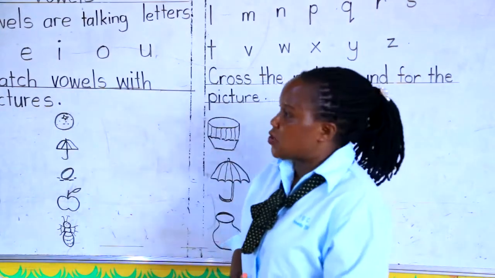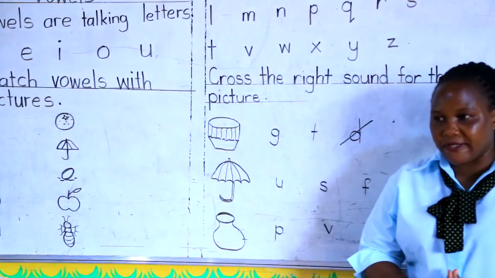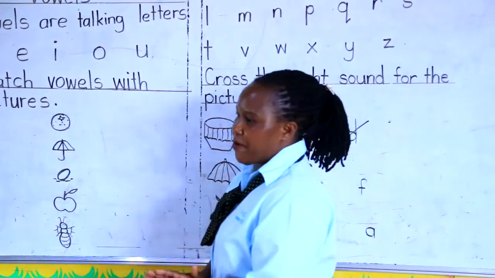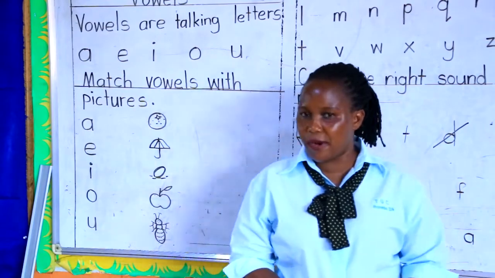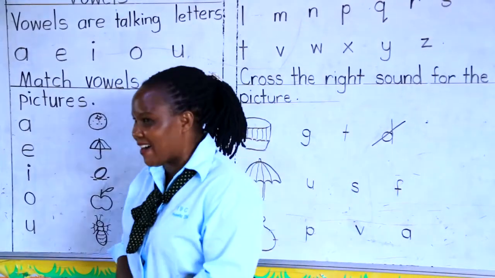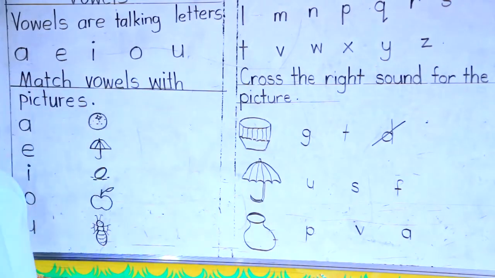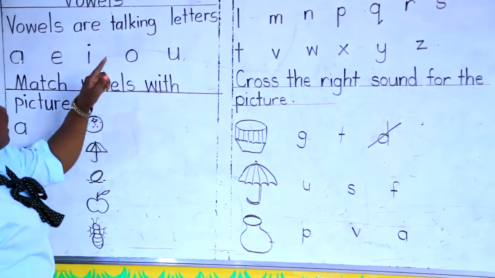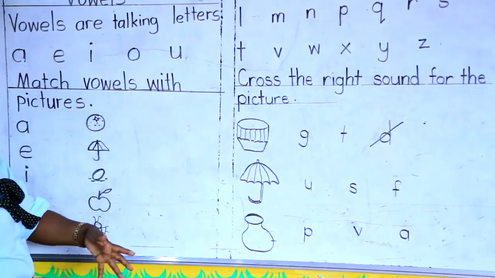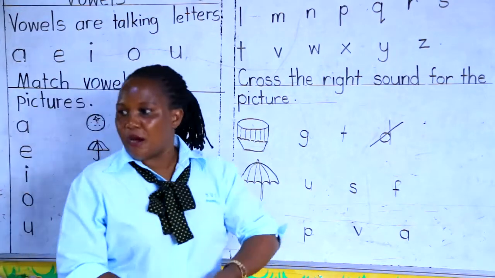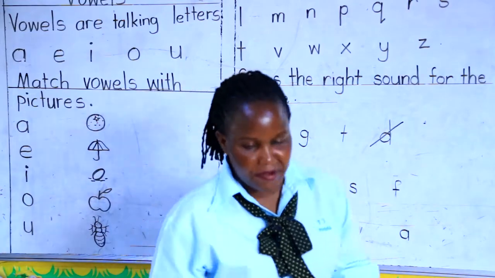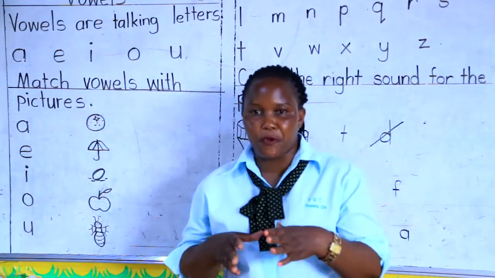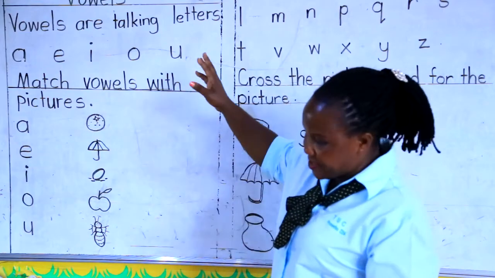And today, we are going to look at what we call vowels. A, E, I, O, U. Vowels are in every word we read and write. Today we are going to look at these vowels.